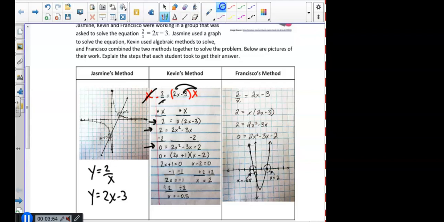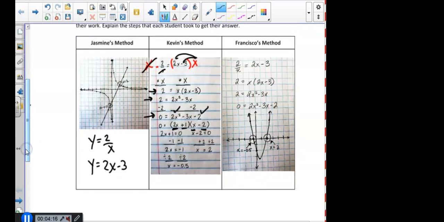Recall from Unit 4 that in order to solve, we would need to factor 2x squared minus 3x minus 2. So 2x times x does give us 2x squared, and 1 times negative 2 does give us negative 2. If we redistributed that, we would get the original function. Therefore, our factors are 2x plus 1 times the quantity x minus 2. We would set each of our factors equal to 0, recall that from Unit 4, and solve for x. So we can see that indeed x equals negative 0.5 and x equals 2. So Kevin's method is solving algebraically.